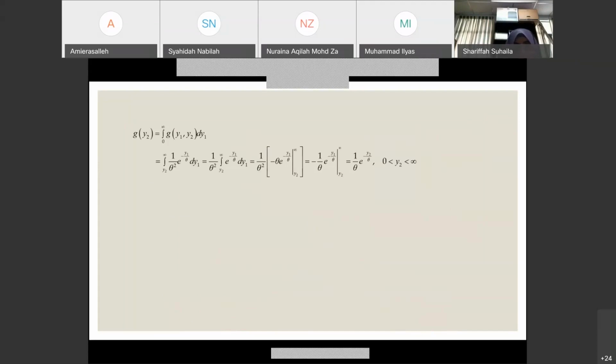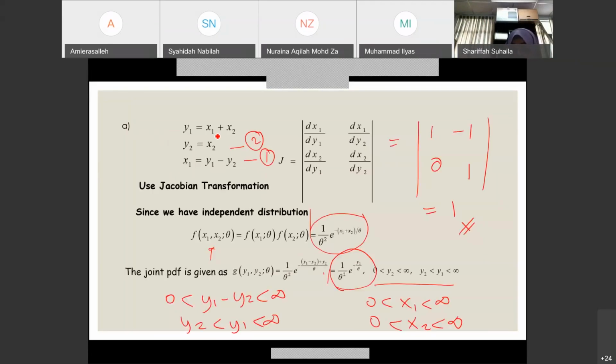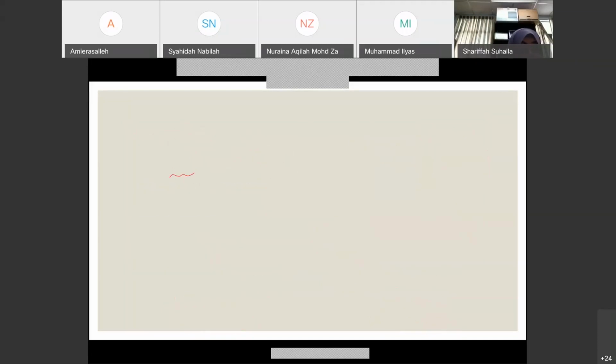So function gy2, that means you will integrate with respect to y1. Okay, kita masukkan tadi gy1, y2, kamu punya join PDF tadi. This one. Okay, range dia y1. Tadi y1 dia, ya, y1 dia kita dah ada tadi. So that is your range. So that means we will integrate for y1 is from y2 up to infinity.